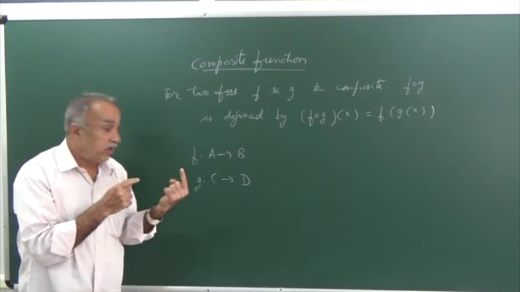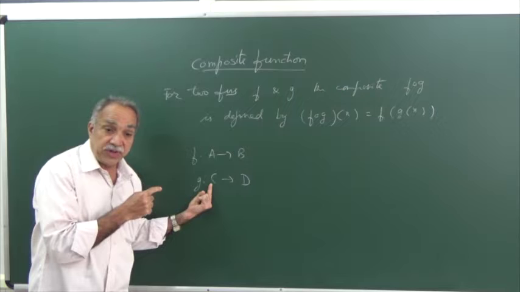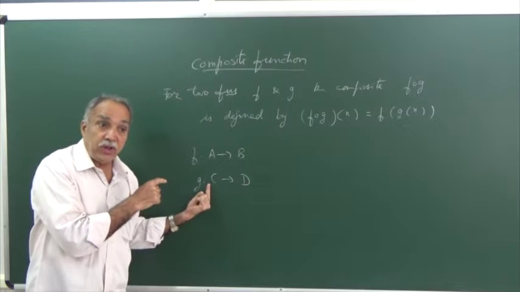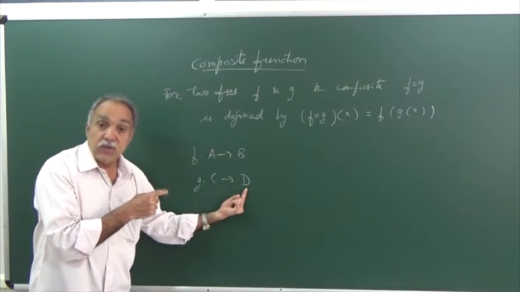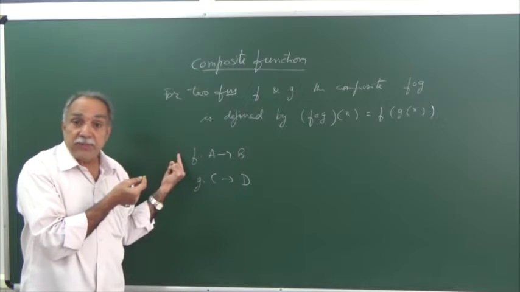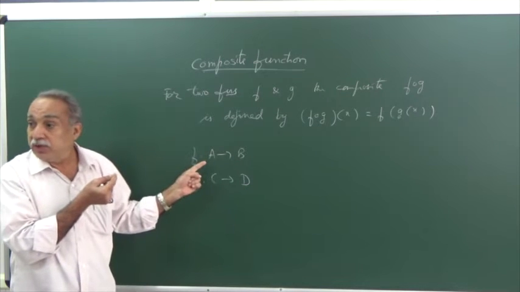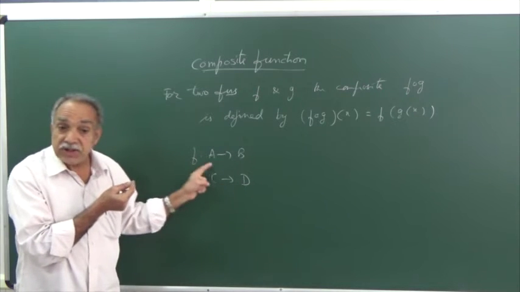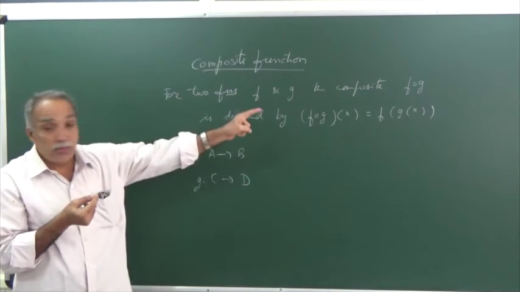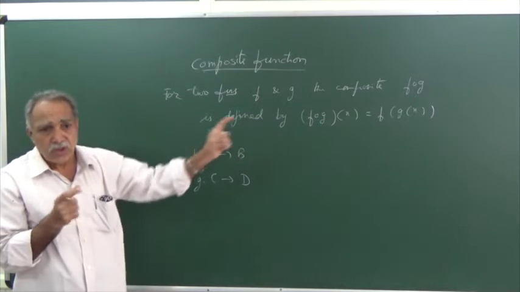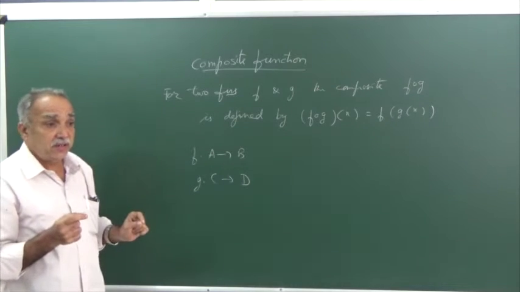So, requirement 1, x must be an element of C. When x is an element of C, g will be defined. It will have a value in D. For that, f must be applicable. That number must belong to A. Therefore, D must be a subset of A. Then f will be applicable for g, and the composite will be meaningful. Normally, the definition is given like this.